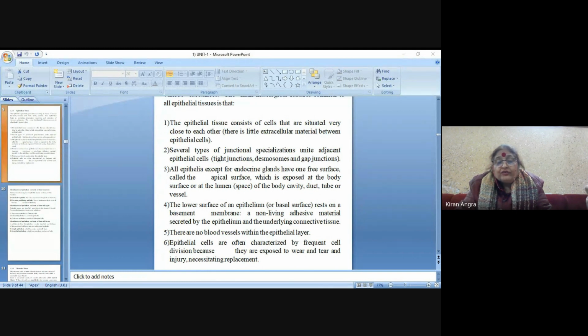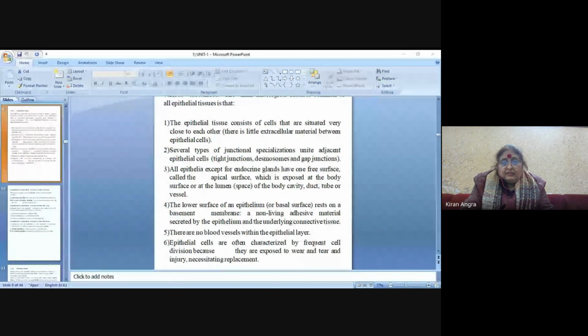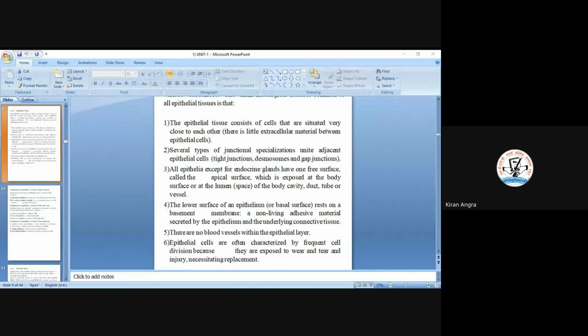I have told you that we will be discussing four types of tissues. So epithelium generally provides a covering to the tissues.